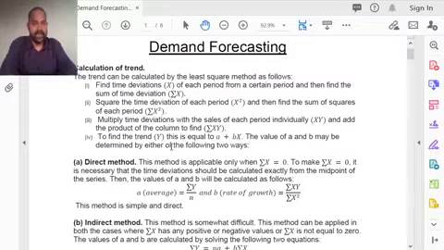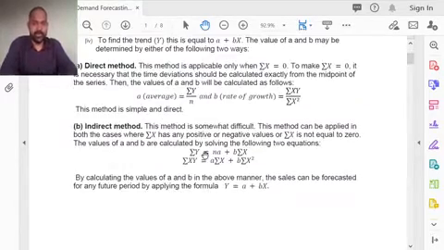To find y, this is the equation a plus bx. The value of a and b may be determined by either of the following ways. Direct method. What did we do? If the sum of x is 0, then you can use the direct method. If the sum of x is 0, then to make sum of x 0, it is necessary for the time deviation to be calculated exactly from the midpoint of the series.